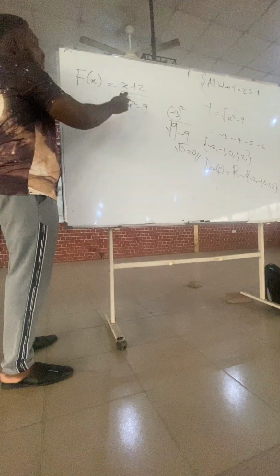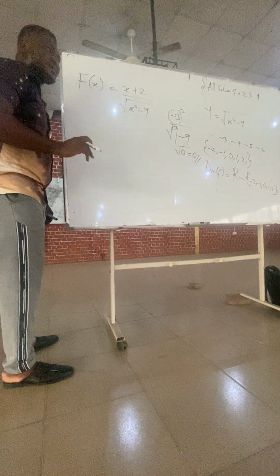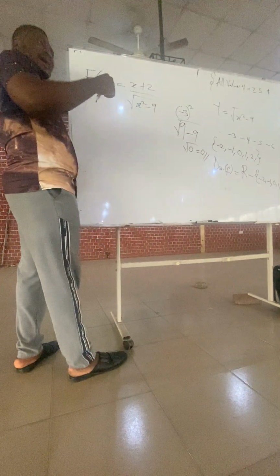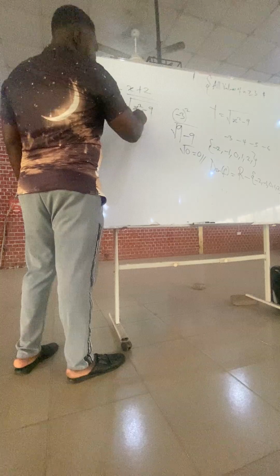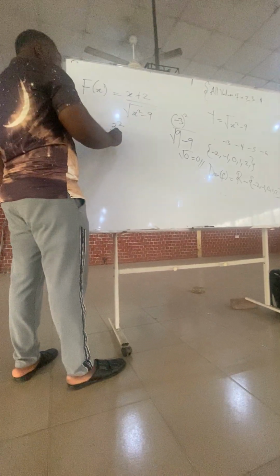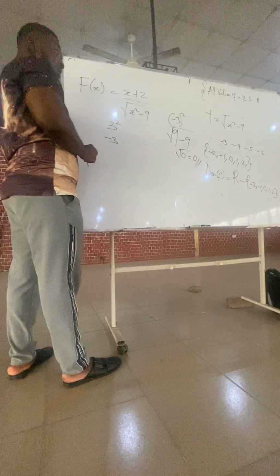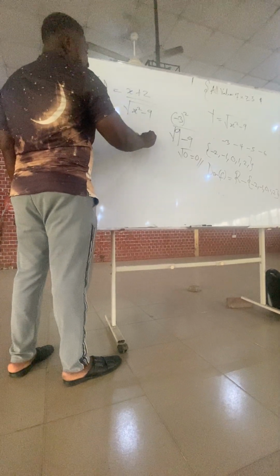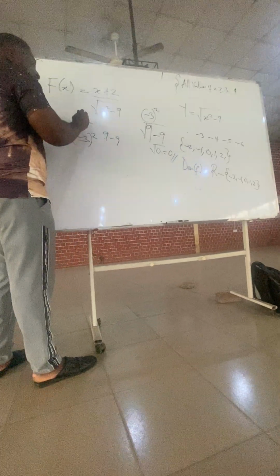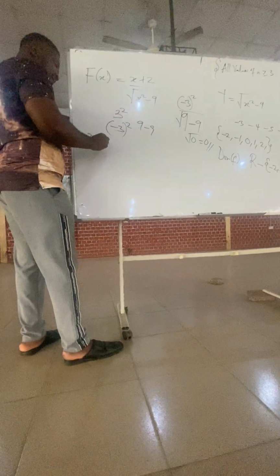Now, class, the meaning of this function, follow me. Anything that will produce 0 here cannot be our domain. Who will give us 0 below here? 3. 3 squared will give us 0. Minus 3 also will give us 0, because 3 squared is 9, 9 minus 9 is 0. Minus 3 squared is also 9, 9 minus 9. These two can never be our domain.